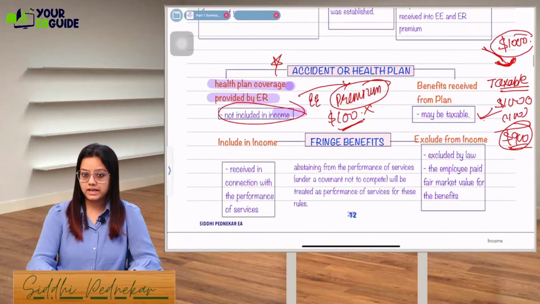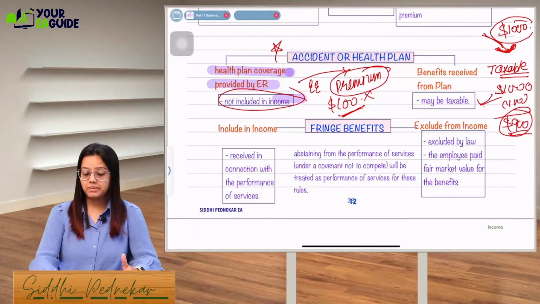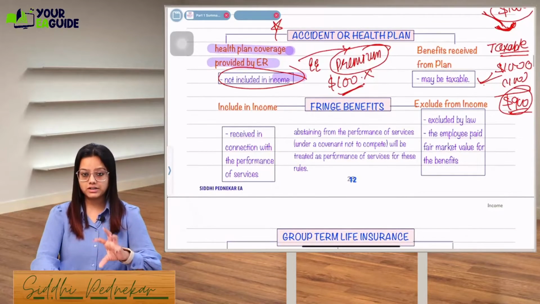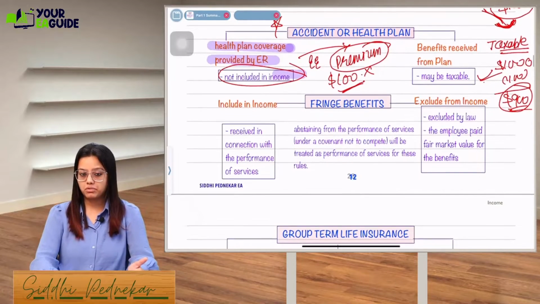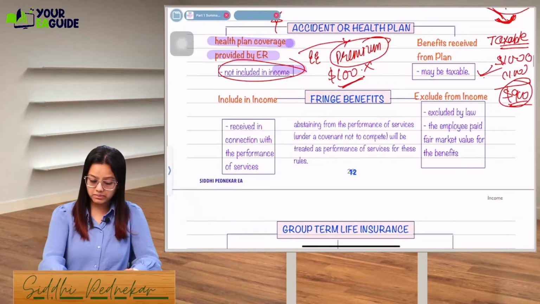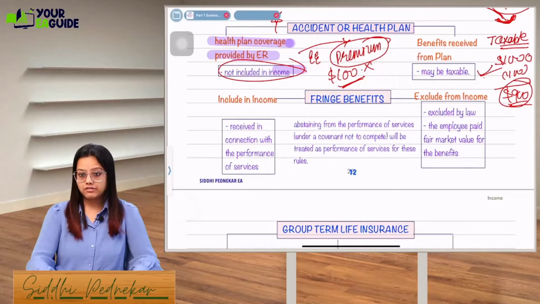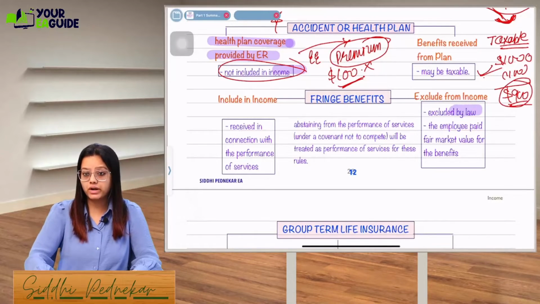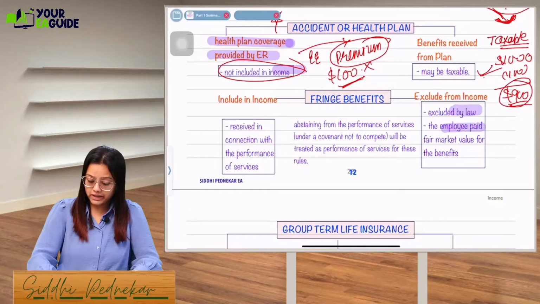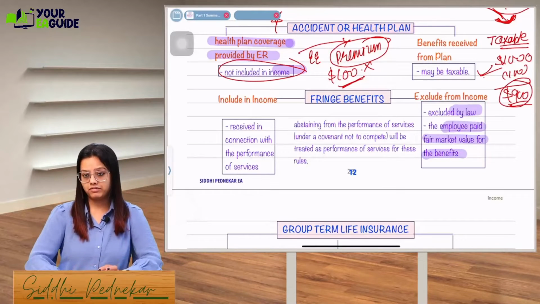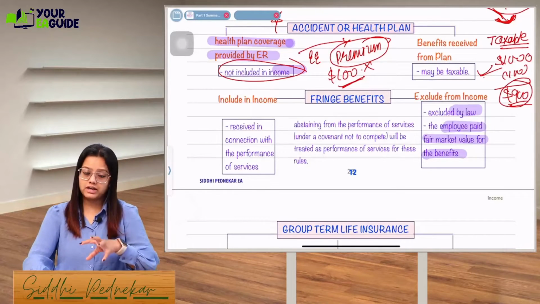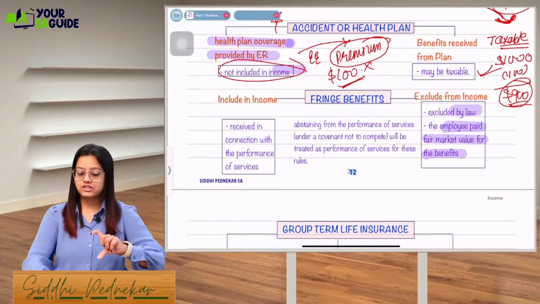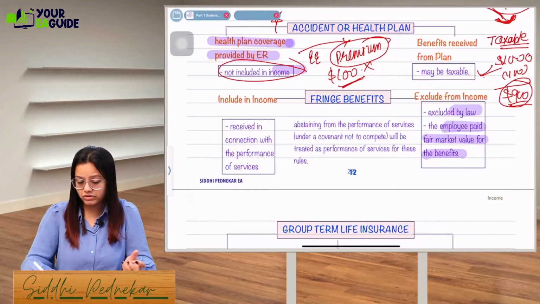Got it, guys? Next is fringe benefit. Fringe benefit will be included in the income. Whatever small benefits are given by the employer to the employee will be included in the income. It will be excluded only if excluded by the law, and if the employee paid the fair market value of the benefit. Let's say I have received a certain benefit from my employer and I am paying him a certain amount, FMV, or a lesser amount. Then whatever extra benefit I am getting from him will be included in my income.